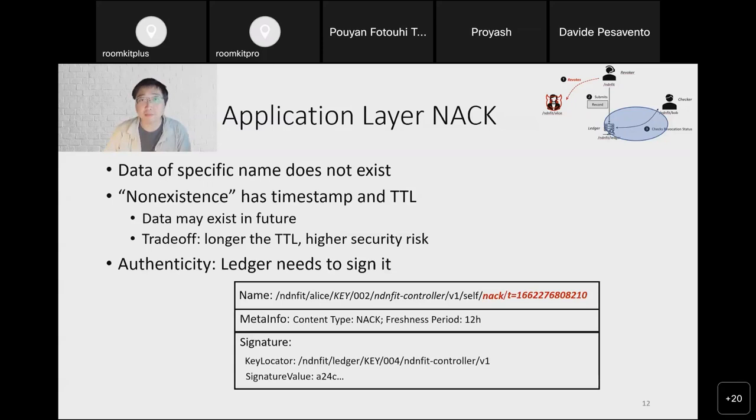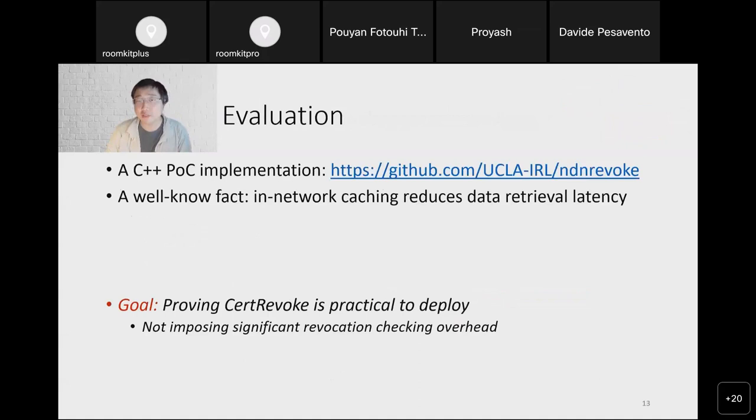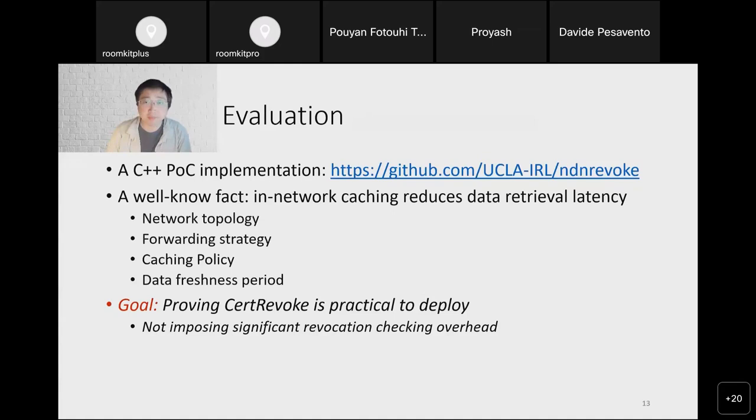So far, we have gone through the framework workflow. We did a proof of concept C++ implementation of CertRevoke and evaluated CertRevoke to show our system is practical to be deployed and does not impose significant revocation checking overhead. We started our evaluation from a well-known fact, that is, in-network caching reduces data retrieval latency. We are aware that there are multiple factors contributing to this performance improvement, and in our evaluation, we focus on investigating how data freshness period affects record checking latency.